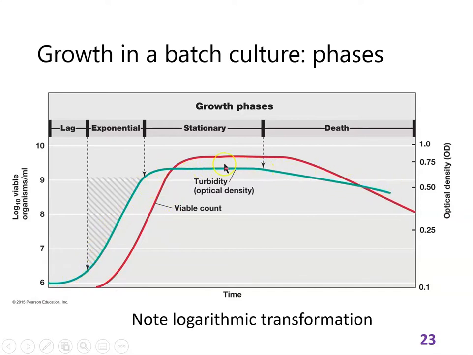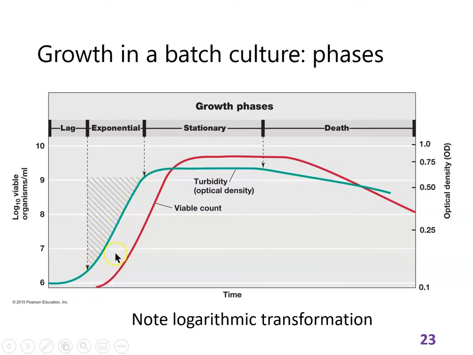This is what we would see if we were measuring the amount of light that is scattered by the cells. And this red one is what we would get if we were actually counting the cells that were alive at any given time. So there's some kind of lag phase, and then the cells have made everything they need and they start to grow exponentially.